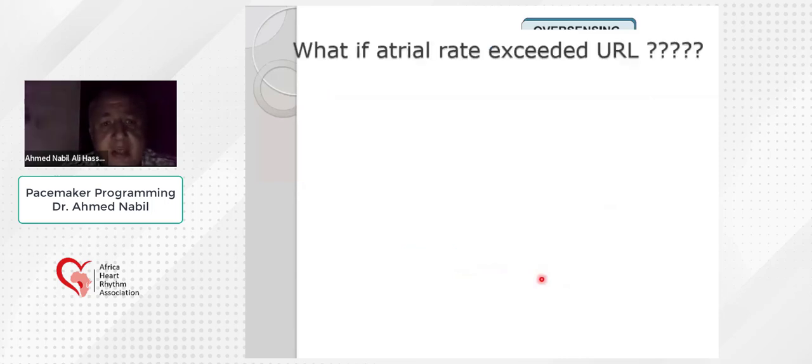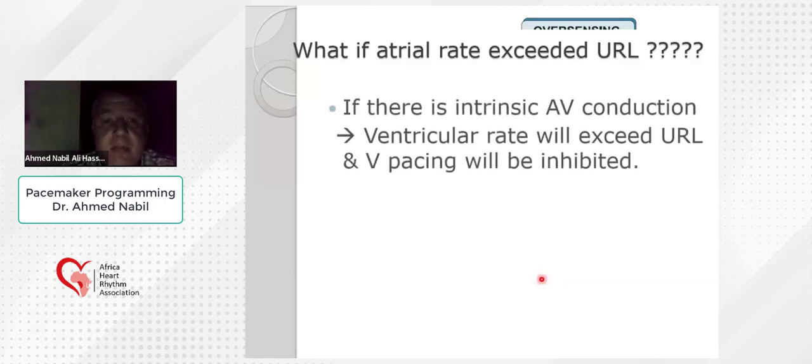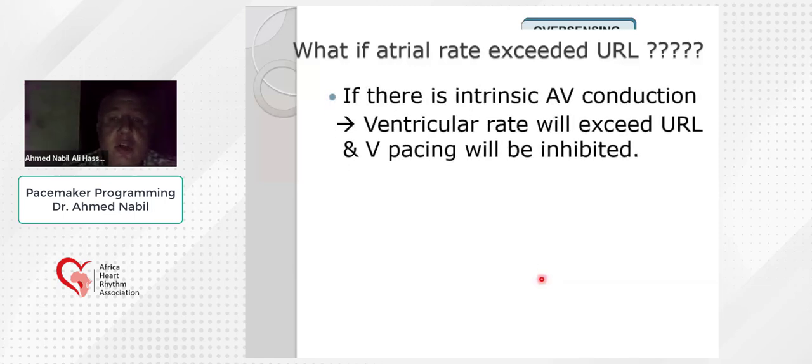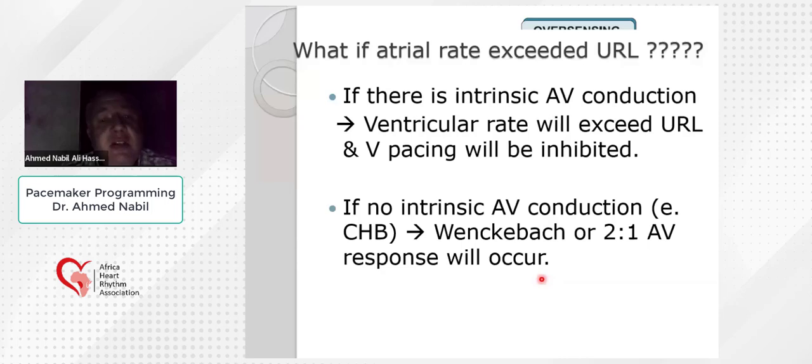And the question is, what if the atrial rate exceeds the upper rate limit? If I have intrinsic conduction, the ventricular rate will exceed the upper rate limit and ventricular pacing will be inhibited, and it will be conducted to the ventricle, so I will have atrial sensing and ventricular pacing. But if the patient has no intrinsic conduction, there will be no tracking, and either Wenckebach or 2-to-1 conduction will occur.